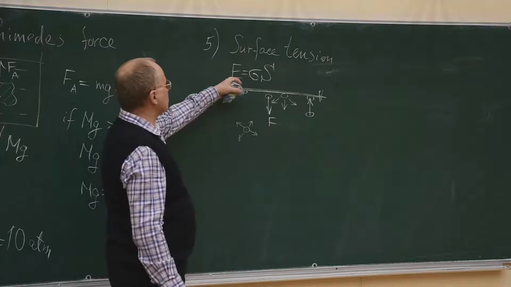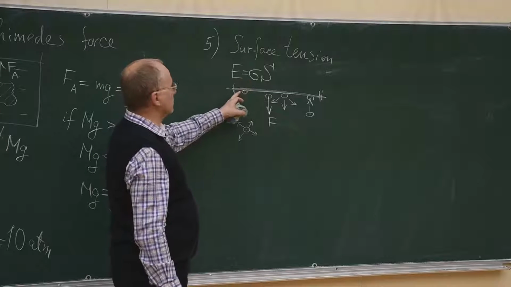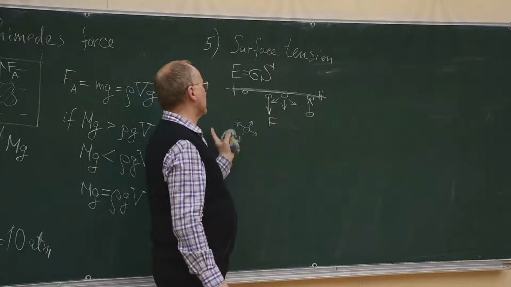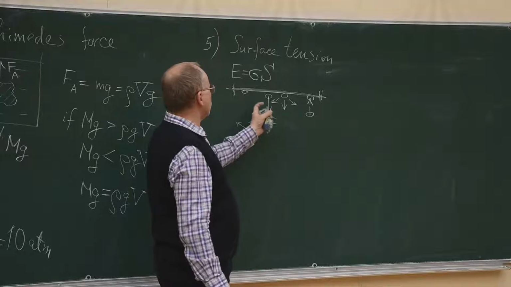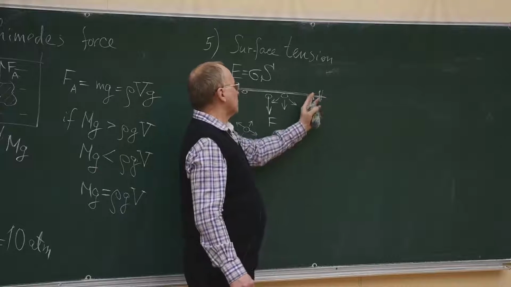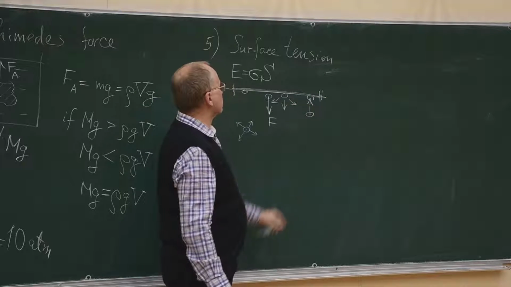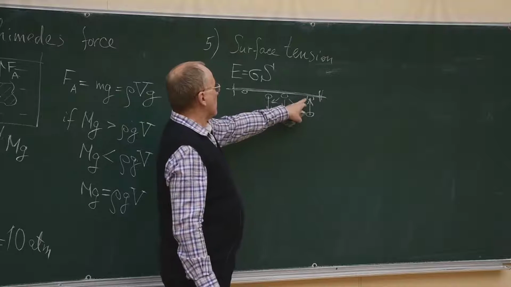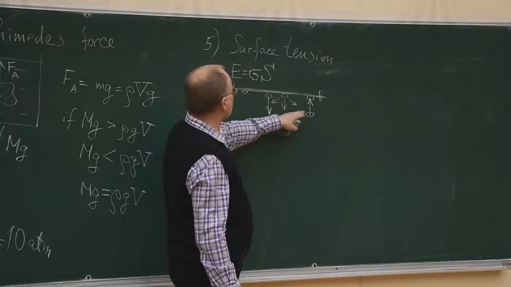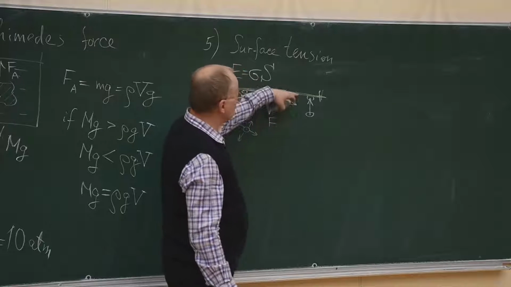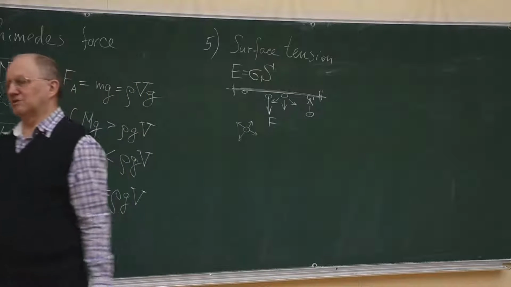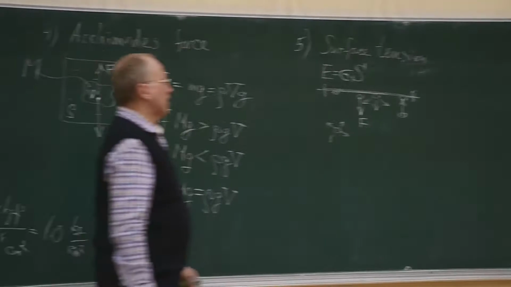And this energy, which you need to create the surface of liquid, is associated with the forces acting on molecules, which inevitably result in the necessity to perform some work in order to pull molecules up to the surface. Any molecule tends to go inside the liquid because of the forces acting on it. And so in order to create surface, you have to perform work.